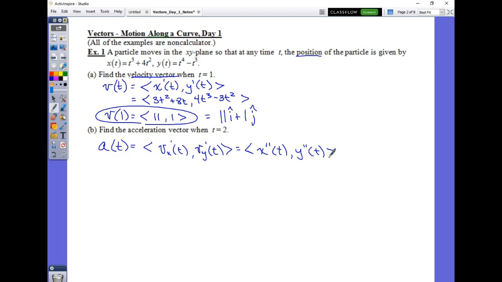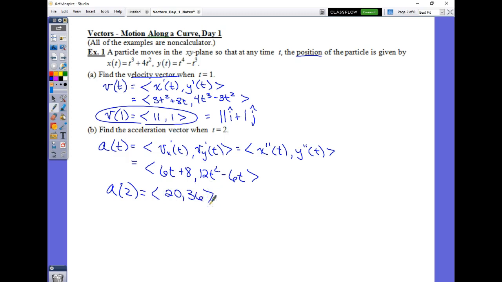So simply put, we're going to take the derivative of the velocity function, of the velocity vector, which is going to turn out to be 6t plus 8. And the derivative of the y velocity is going to be 12t squared minus 6t. And the question asks us to find the acceleration when t is equal to 2, which in this particular problem should give us 20, 36.